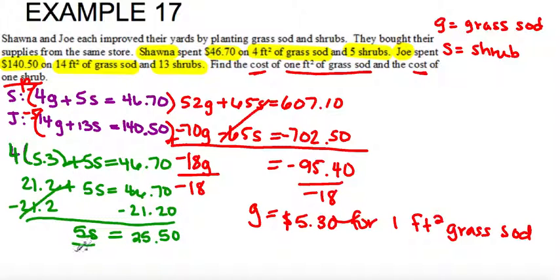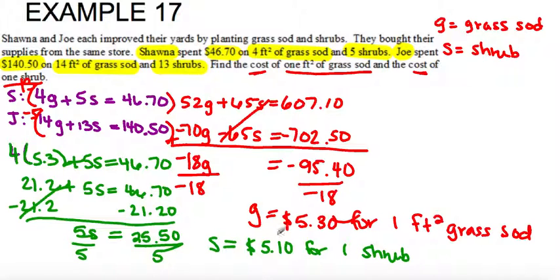I have to get S by itself, so I divide both sides by 5. So S equals $5.10, the cost of one shrub. And these are your two answers.